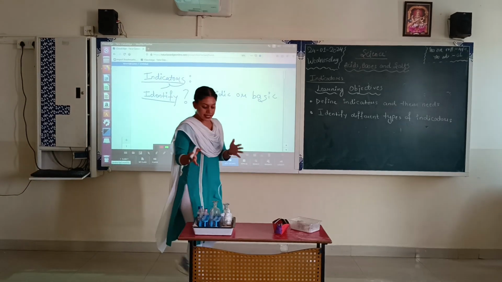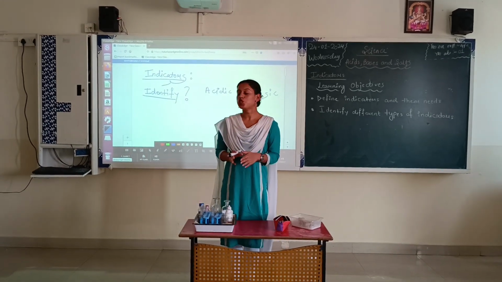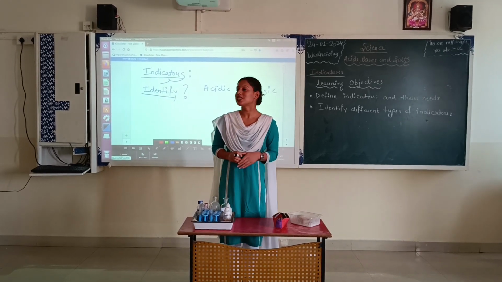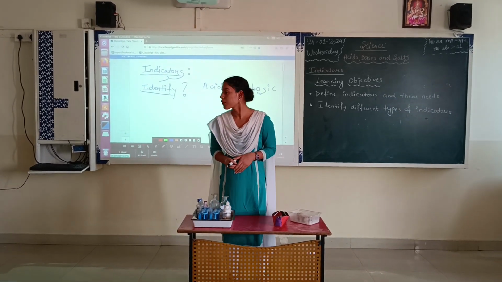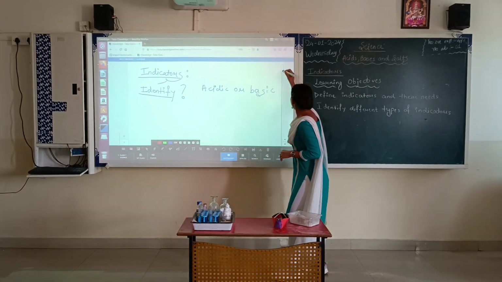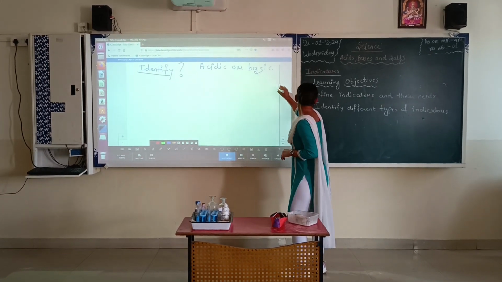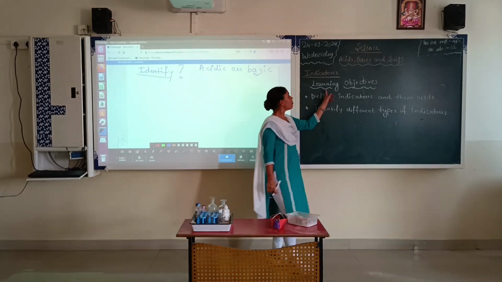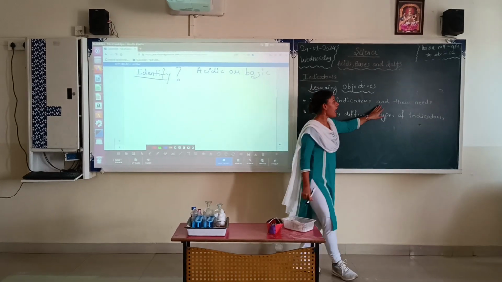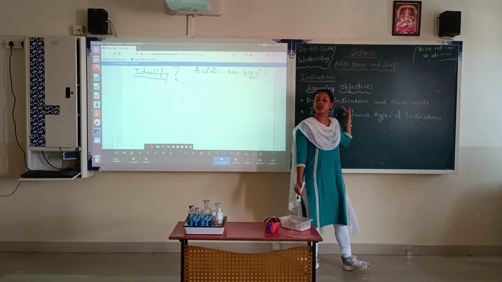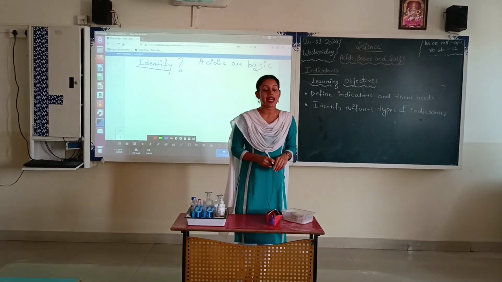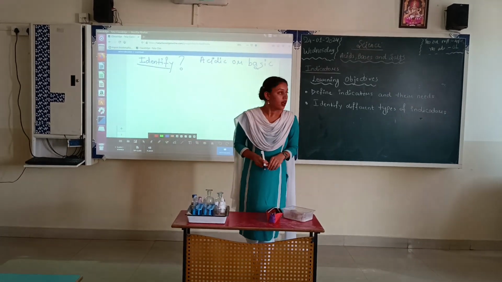I have certain indicators with me. We will check the same experiment, whether a given substance is acidic or basic. Indicators are mainly of two types. We will divide them into two categories. That is one of our learning objectives as well today. Define indicators and their needs. Indicators are the substances which are used to check whether the given substance is acidic or basic.